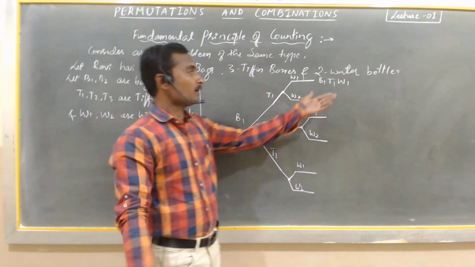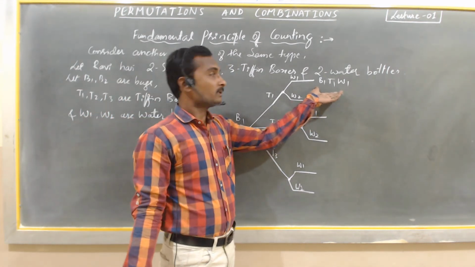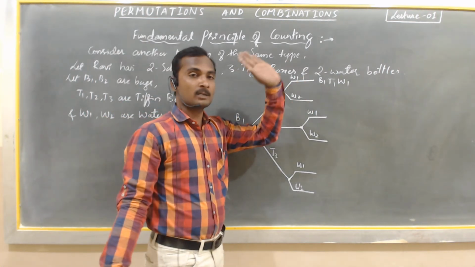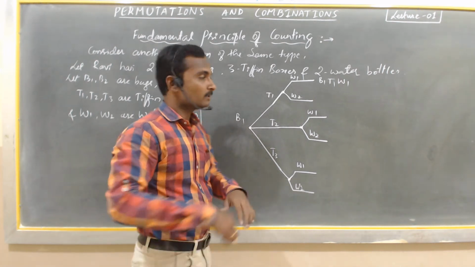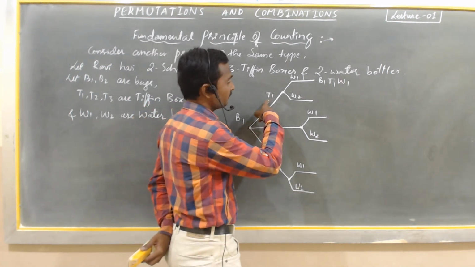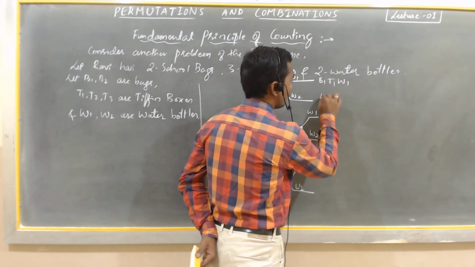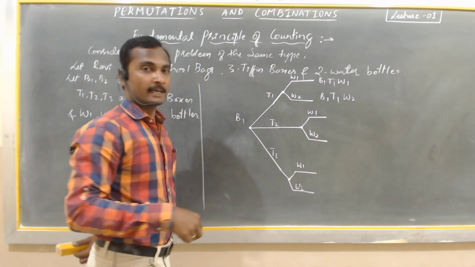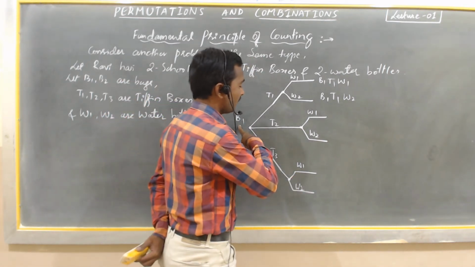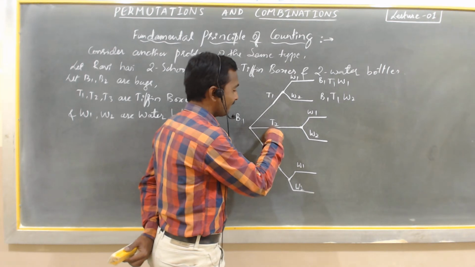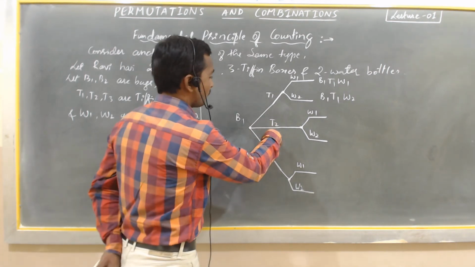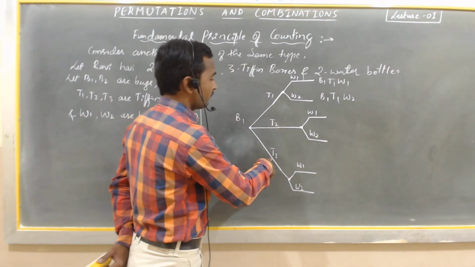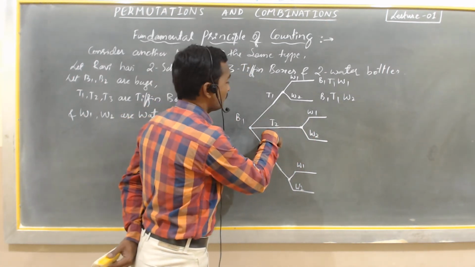It's a complete set of Ravi. The first tiffin box, first bag, and the first water bottle can be arranged as one possible combination. Look at this one: first bag with the first tiffin box and the second water bottle. Similarly, B1 with tiffin box 2 and water bottle 1, and bag 1, tiffin box 2 and water bottle 2.